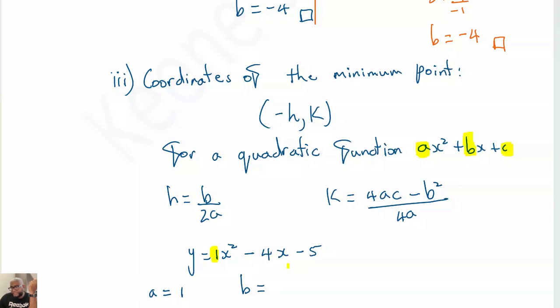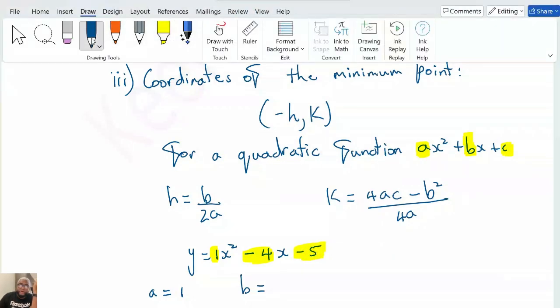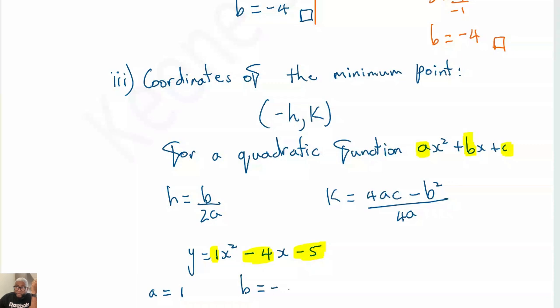What's the number in front of x here? Negative 4, not 4. Negative 4. And what is C? Negative 5. Right. So we're talking about values for my quadratic here. So B is equal to negative 4 and C is equal to negative 5, right?